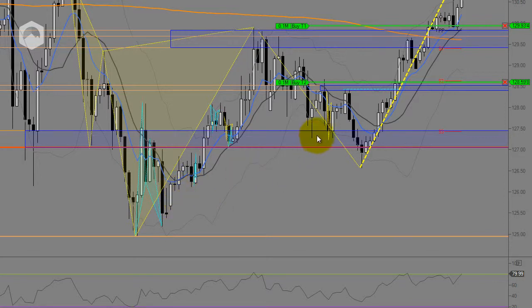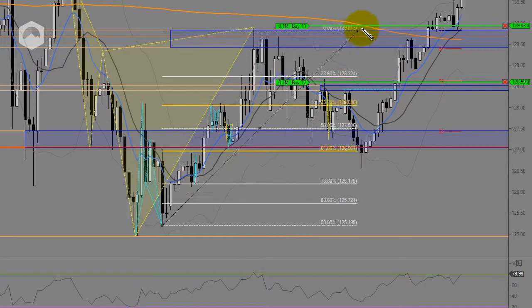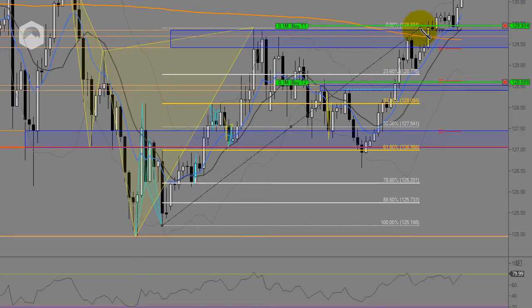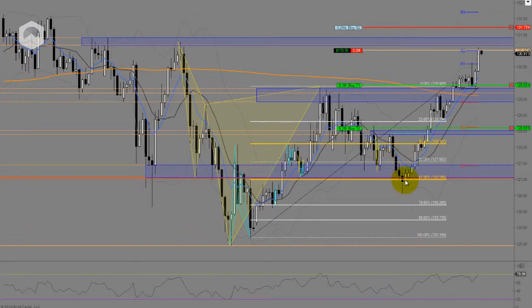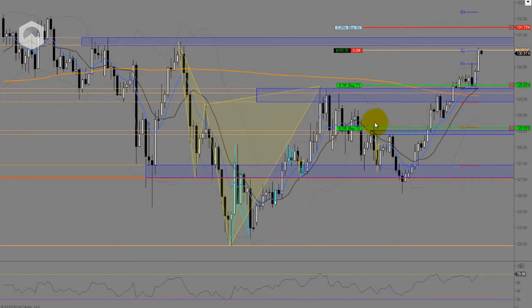So let's delete these lines and we can take a look at how this pattern came about once again, just really quickly. So we identify our swings. We're going to do a Fibonacci retracement from the A to the B leg. We want to see the B to C come down to around 61.8. This one crossed a little bit. For me it works, for other people it might not.